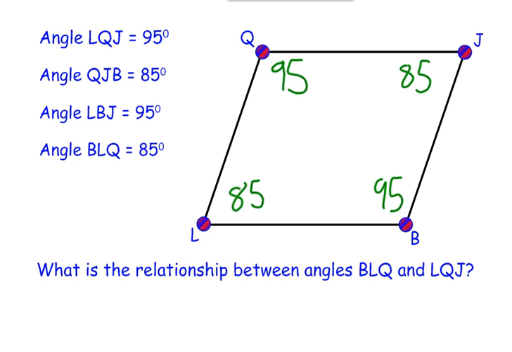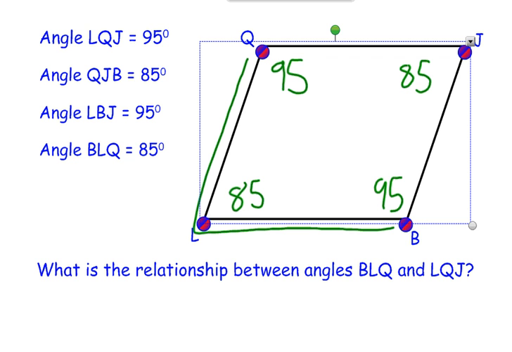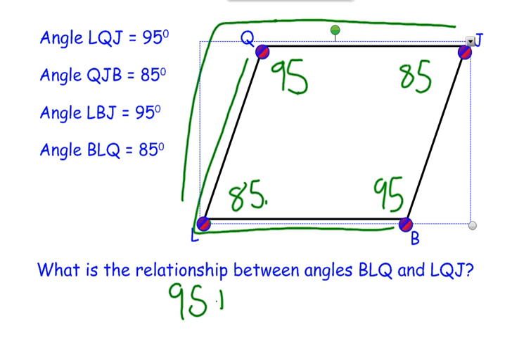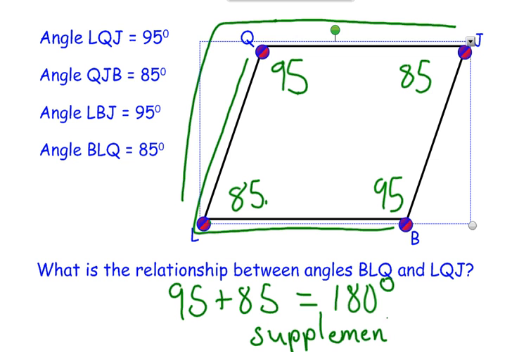All these different letters take a while to really think about what it's asking, but it's saying, what is the relationship between this angle and this angle right here? So this angle plus this angle. That's going to be 95 plus 85. 95 plus 85 is going to give you 180 degrees. So we would say that they are supplementary angles. And we can see that relationship.